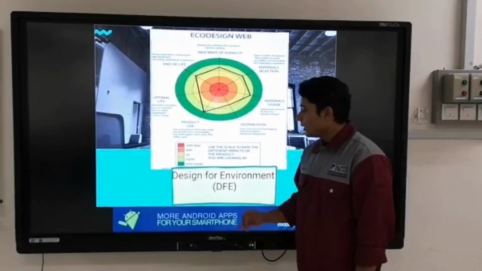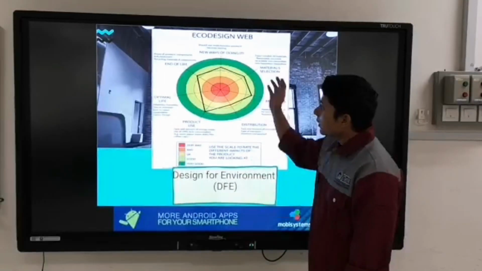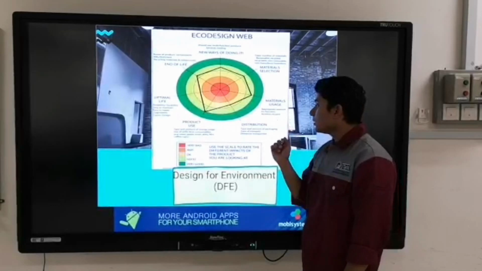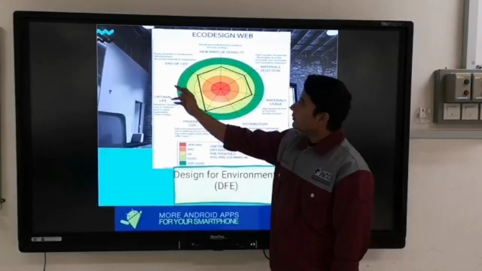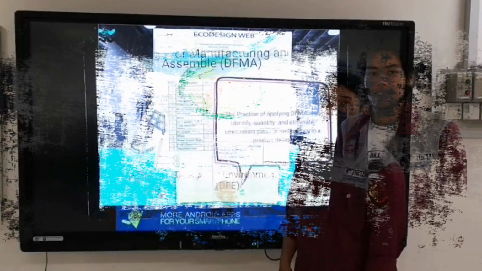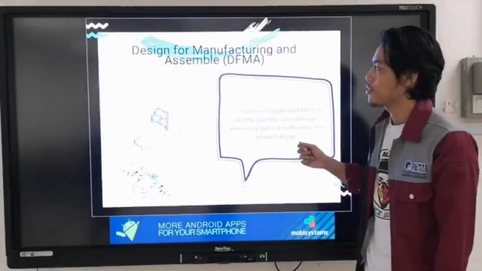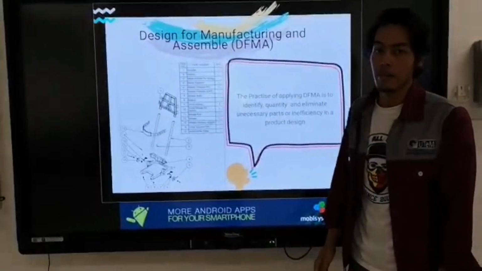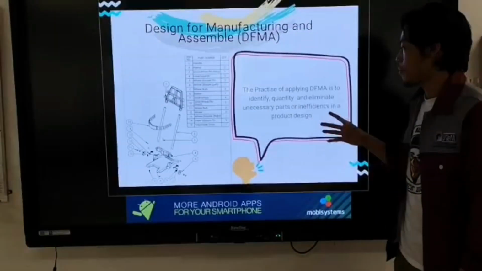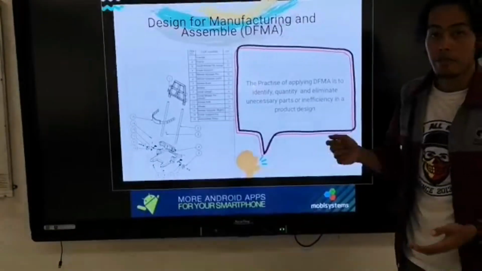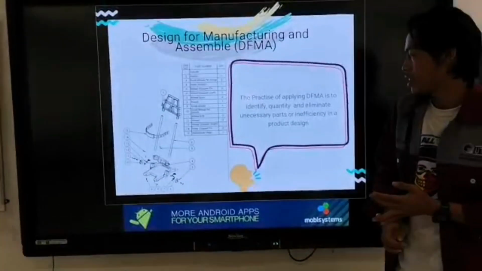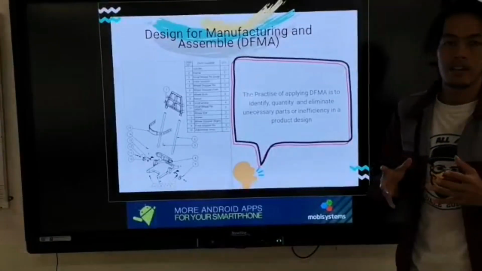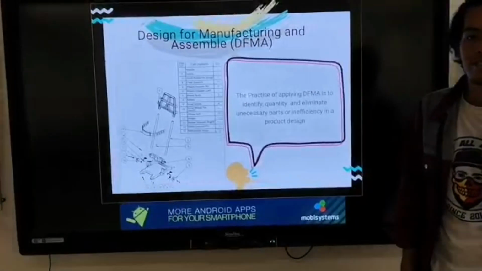For our design, we apply design for environment, and these are the eco-design web, and the criteria are material selection, material usage, distribution, product use, optimal life, and end of life. In design, we also apply DFMA, which is Design for Manufacturing and Assembly, which is the practice of identifying the quantity and eliminating unnecessary parts or insufficiency in a production design.